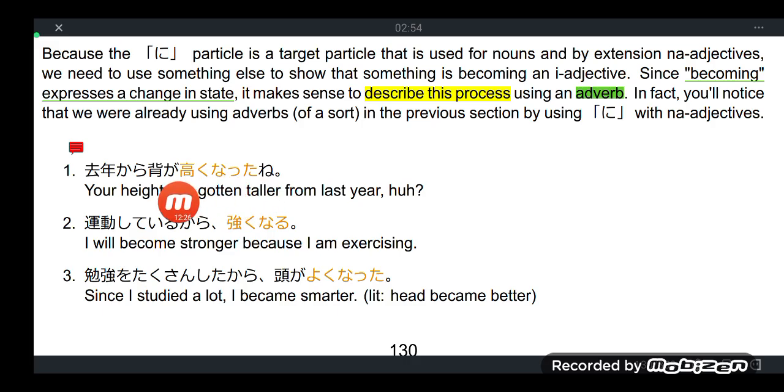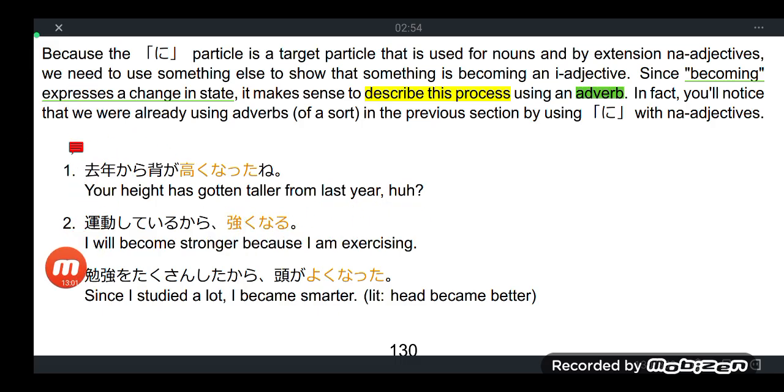Takakunatta. So you can see takai is an I adjective. To pair it with naru, make the I adjective in its adverbial form. So what's the adverbial form of takai? Takaku. And then immediately add the naru. But we are talking here in context as past tense. So what's the past tense of naru? Natta. So takakunatta. 去年から背が高くなったね。Your height has gotten taller from last year, huh?